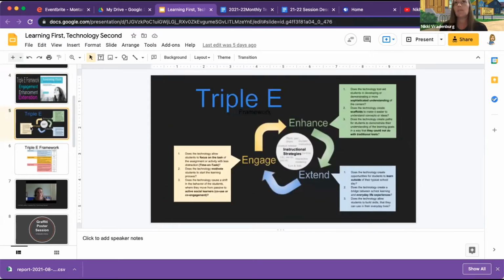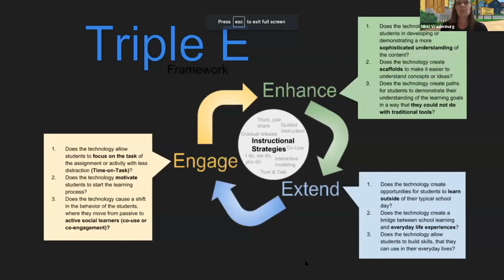What I like about this is that we can just look at a tool and really identify these things. These are some of the big questions that you might ask about the tool. Does it provide a sophisticated understanding? Does it provide opportunities to learn outside of the typical school day? Does it allow students to focus on the task of the assignment without distraction?